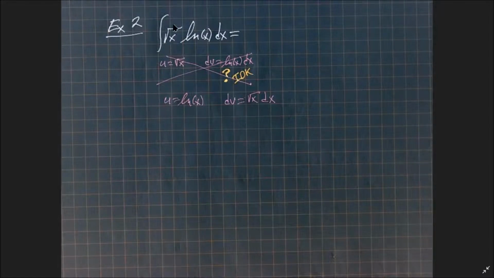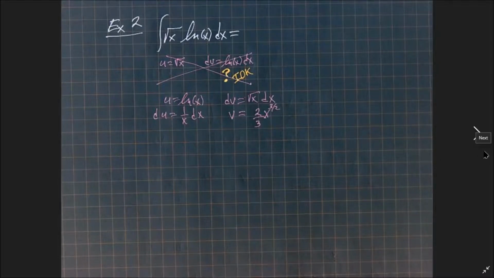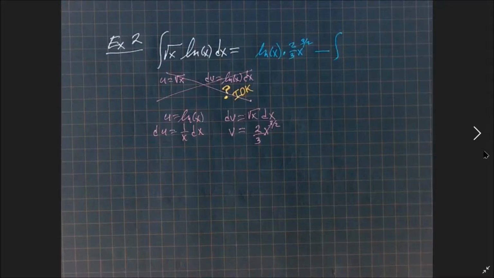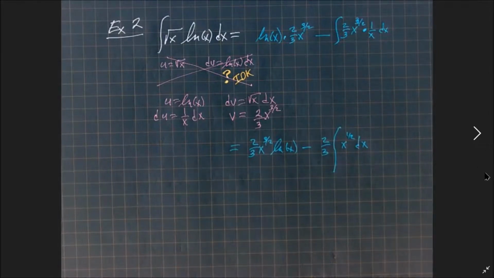That does leave the square root of x dx to be our dv. So write those down, do the derivative of u, which of course, derivative of natural log of x is 1 over x. And then do the antiderivative of the square root of x. So that's x to the 1/2 plus 2/2 gives us x to the 3/2. Divide by that, multiplying by the reciprocal. And then we have u times v minus the integral of v times du. And then just go ahead and simplify that down a little bit.